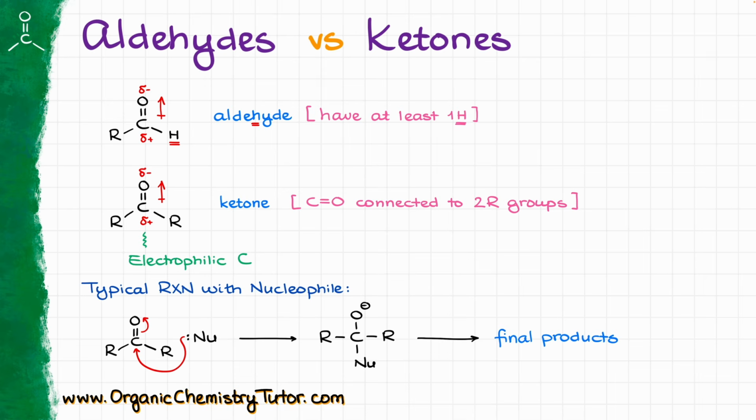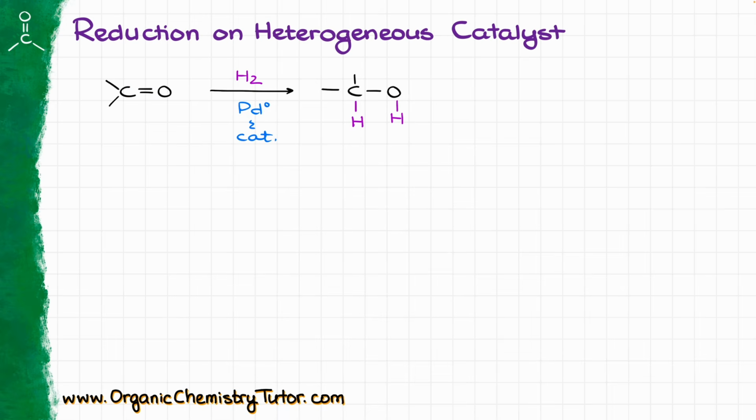Now that we have a basic idea of the reactivity of aldehydes and ketones, let's look at the actual reactions. The first reaction I want to go over is the reduction on a heterogeneous catalyst. By heterogeneous catalyst, we typically mean something like palladium, but you can also see platinum or nickel, where palladium and platinum are the most common. This is the only reaction that has nothing to do with the polarity of the carbonyl group itself. Interestingly enough, some instructors and even textbooks skip this reaction altogether. But it is a very useful reaction nonetheless, so you should know about it.